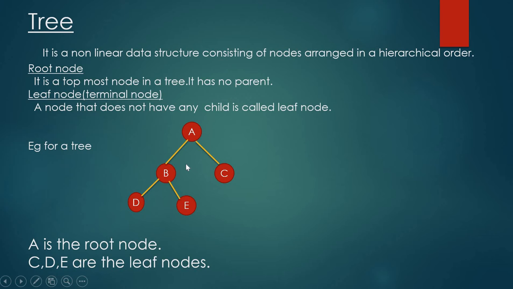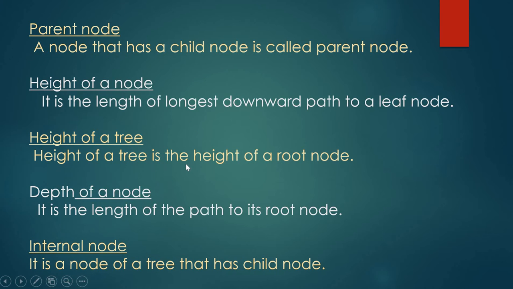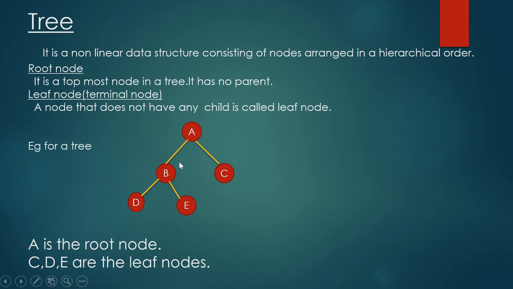Then what is an internal node? An internal node is a node that has a child node. See, B has children. So B is an internal node of the tree.